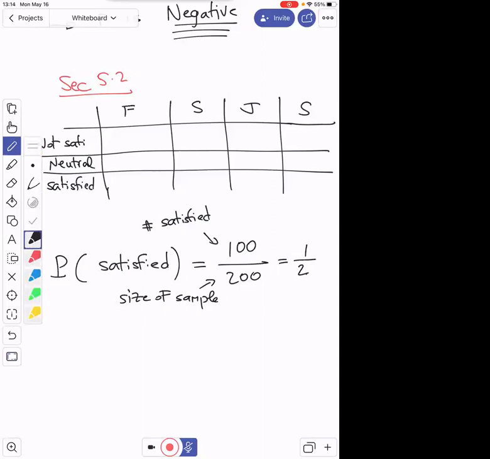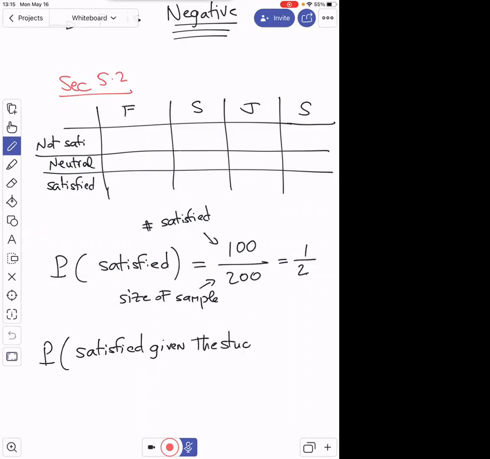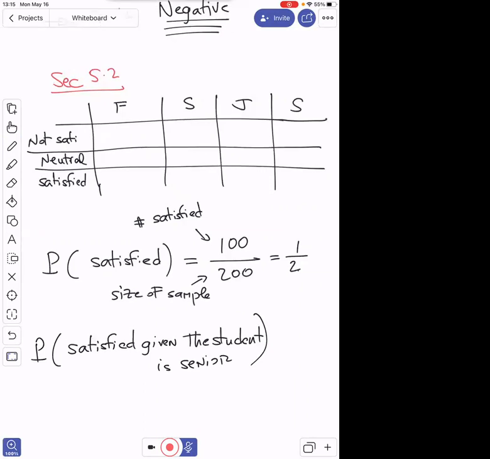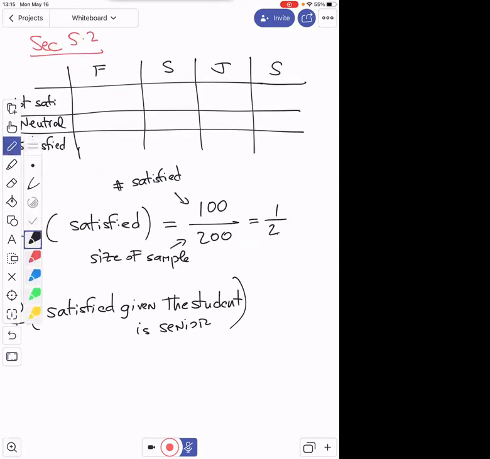Okay, so next it says, okay, this is important. It says probability that a student selected at random is satisfied given that the student is a senior. So the student, given the student is a senior. All right, so just be careful here, guys. I know this is a very common mistake. So when we have this word given, you need to be careful.